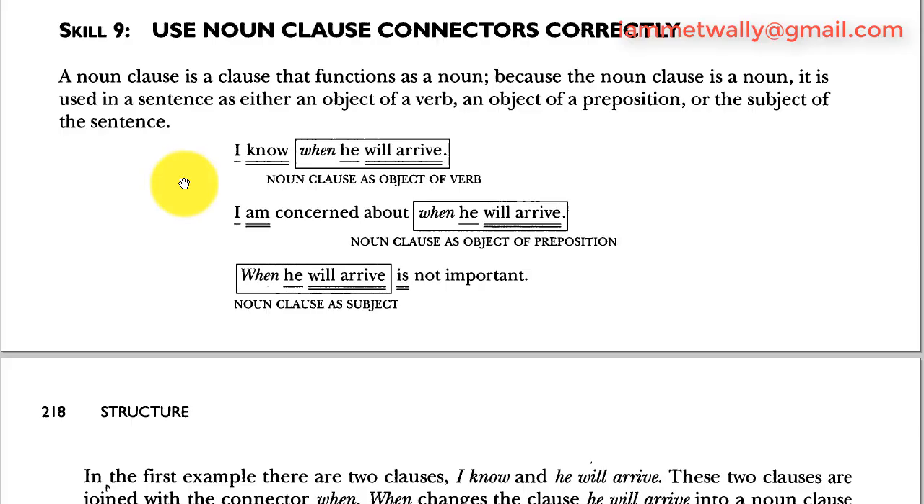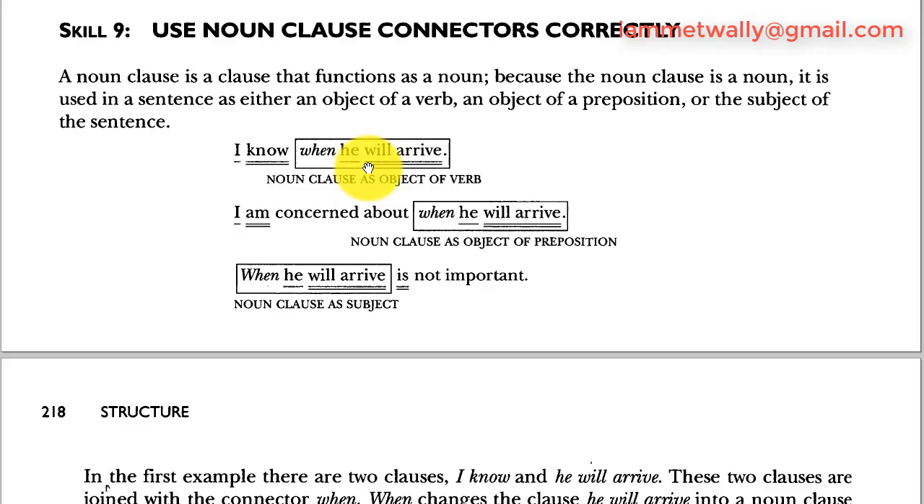Use noun clause connectors correctly. A noun clause is a clause that functions as a noun. It's used in a sentence as either an object of a verb, an object of a preposition, or the subject of the sentence. I know when he will arrive. I'm concerned about when he will arrive. When he will arrive is not important.